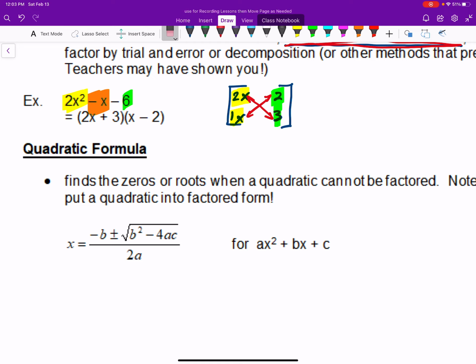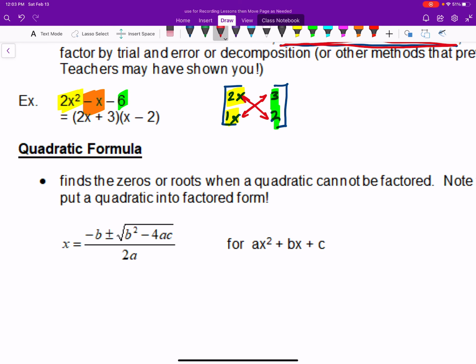So instead of having 2 and 3 in this order, maybe I'll reverse them. Maybe I'll put the 3 on the top and the 2 on the bottom. They're still giving me 6 when I multiply them together, but I'll get a different combo when I multiply the corners together. I'd get 4x when I do 2x times 2, and I'd get 3x when I do 3 times 1x.